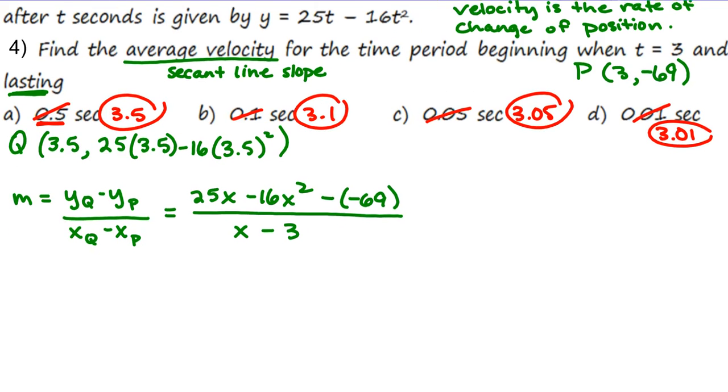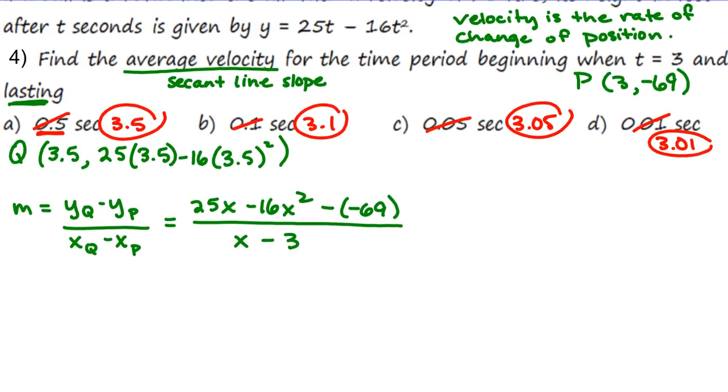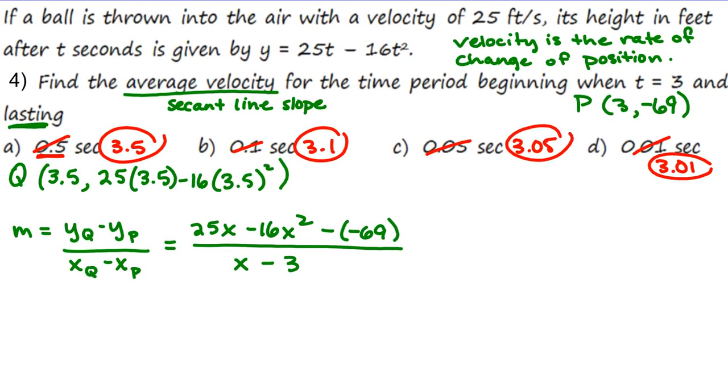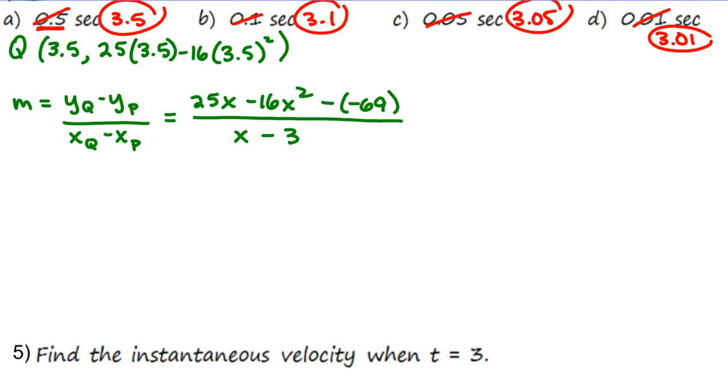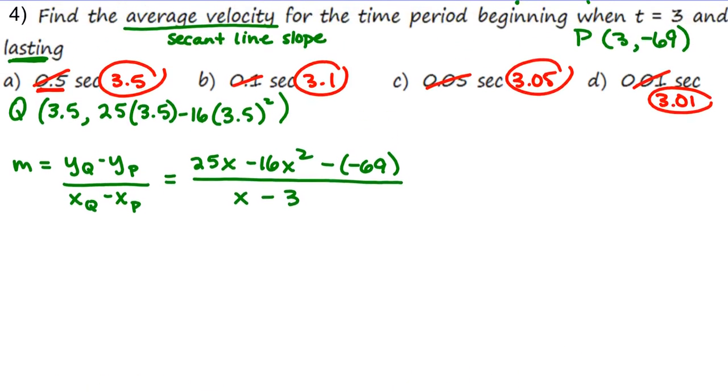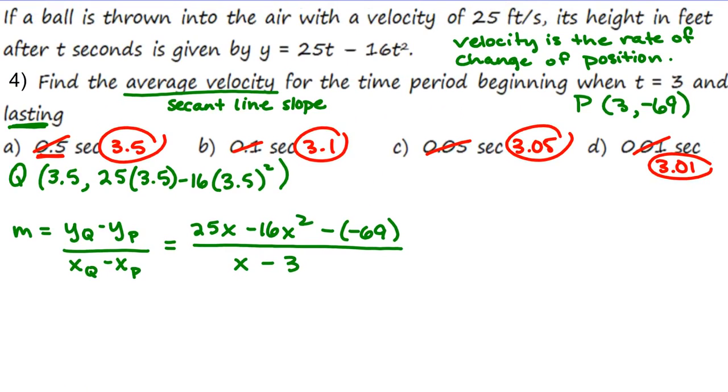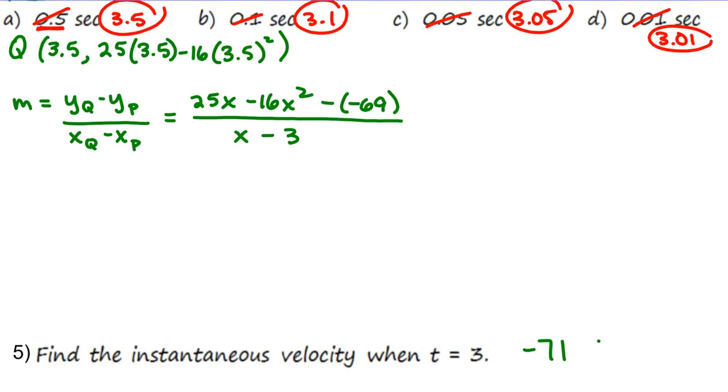I have a feeling we're going to be asked what the instantaneous velocity is. Oh, there it is. It was hiding. Find the instantaneous velocity when t equals 3. What do we think? This is our approximation. We think it's negative 71, right? Based on all those previous answers. And what are the units here? I suspect it's feet per second.